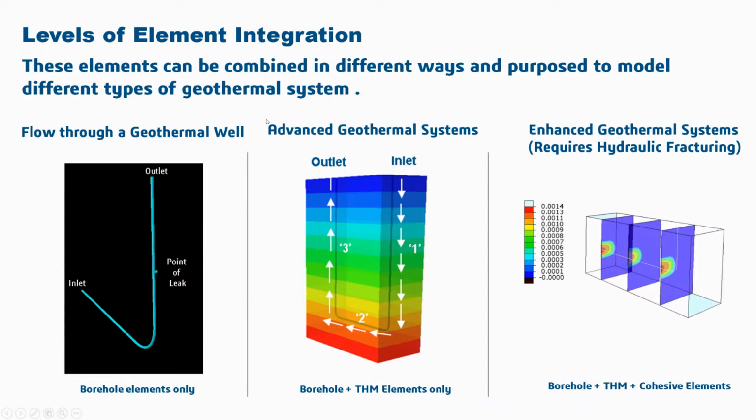These elements are like pieces of Lego, and you can combine them in different ways and purpose them to model different types of geothermal systems. For example, if you're just using a borehole element, you can use it to model the flow of the fluid through a geothermal well and how its temperature evolves over a period of time. You can combine borehole elements with the THM element, the thermo-hydromechanical poroelastic elements, to model advanced geothermal systems. And you can combine borehole elements with the THM elements with cohesive elements, all of the three together, to model enhanced geothermal systems, which require hydraulic fracturing. So as you can see here, you can basically model different types of geothermal systems by combining these technologies in different ways.